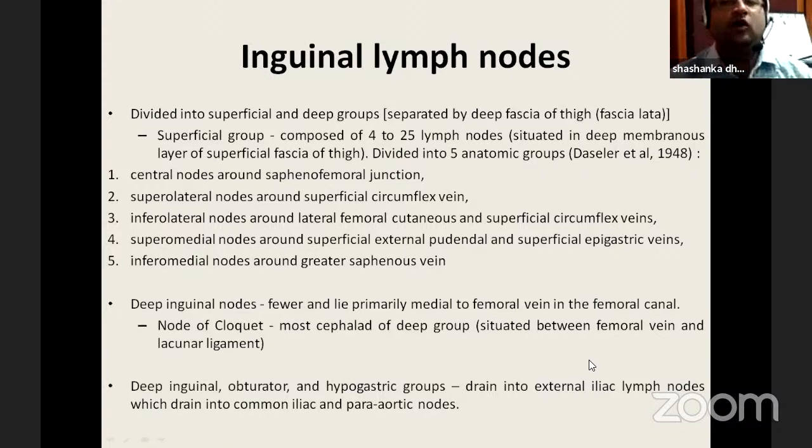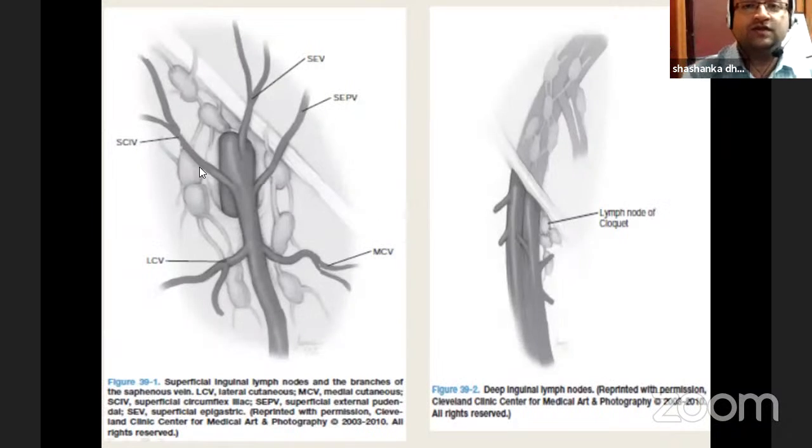Deep inguinal, obturator and hypogastric group of lymph nodes drain into the external iliac lymph nodes, which drain into the common iliac and para-aortic lymph nodes. So this is a very useful diagram and picture.